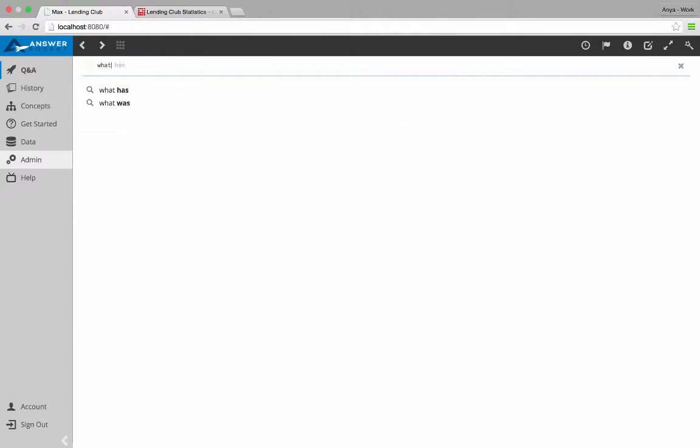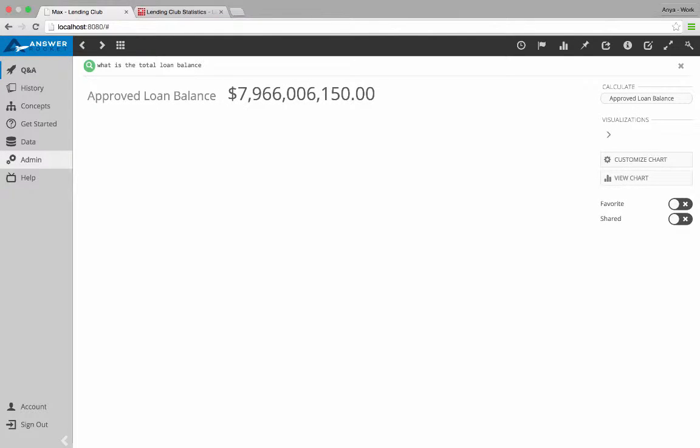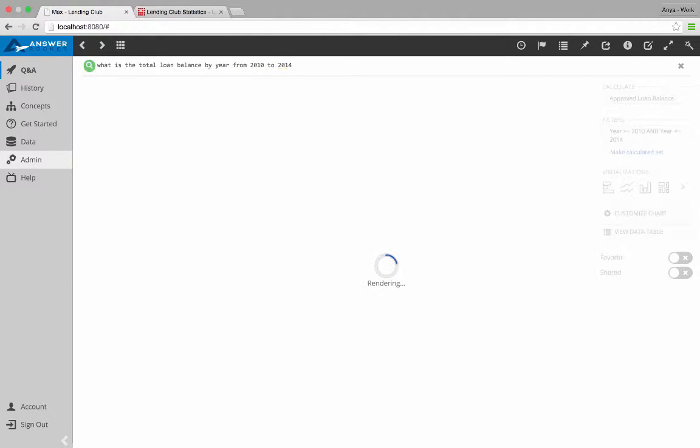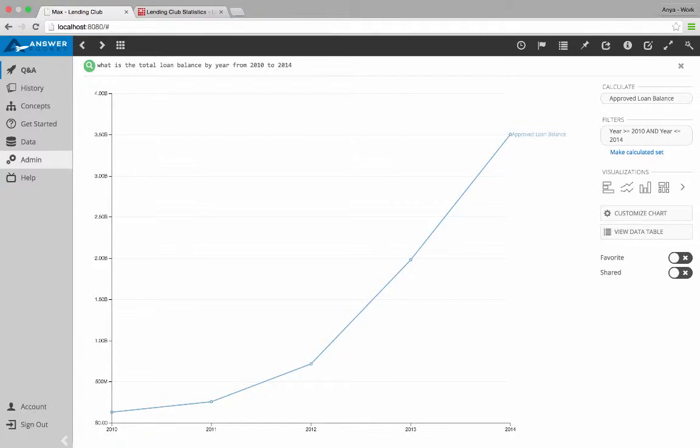I'll start by asking, what is the total loan balance? To see this annually for the last 5 years, I can add by year from 2010 to 2014. We can see that Lending Club has grown significantly from $718 million in 2012 to $1.9 billion in 2013 to $3.5 billion in 2014.